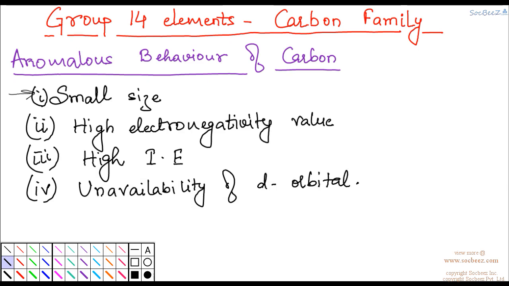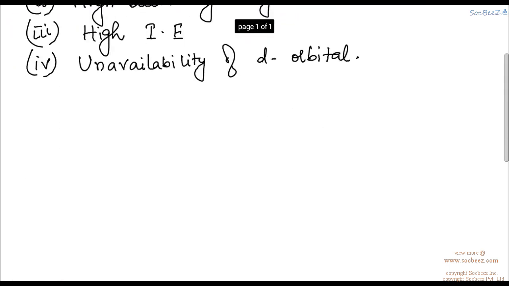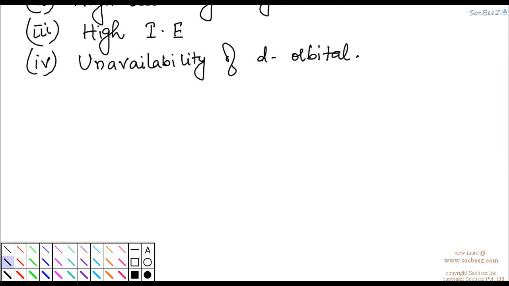So carbon has only p orbitals and there are no free d orbitals. Due to this reason, carbon cannot extend its covalency. You very well know up till now that carbon cannot extend its covalency.